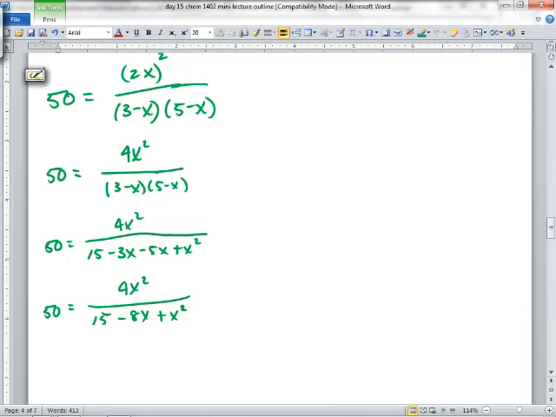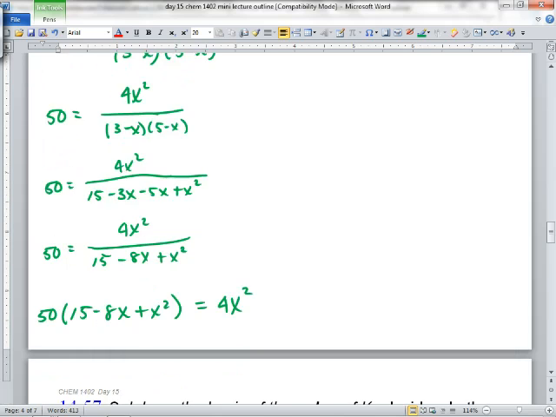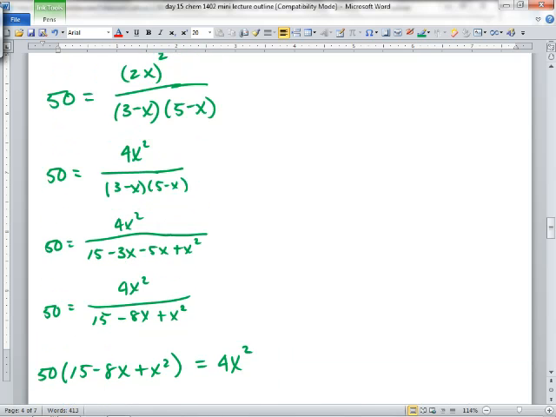Okay, that diagonal thing. You got to get the 50, 15 minus 8x. Now that whole thing is supposed to equal what? If you followed the diagonal. Right now it equals 4x squared. Right. Okay. Whoop, ran out of space.